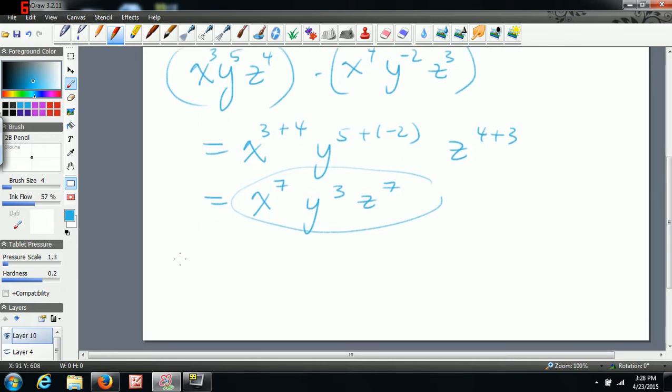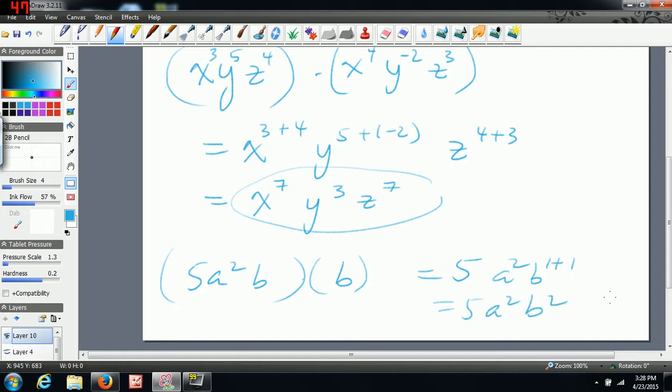If we had something like 5a squared b times b, and we're just multiplying those, that would just be 5, and then a squared, and then b to the 1 plus 1. You're adding those ones there, so that would become 5a squared b squared. So that's multiplying and dividing.